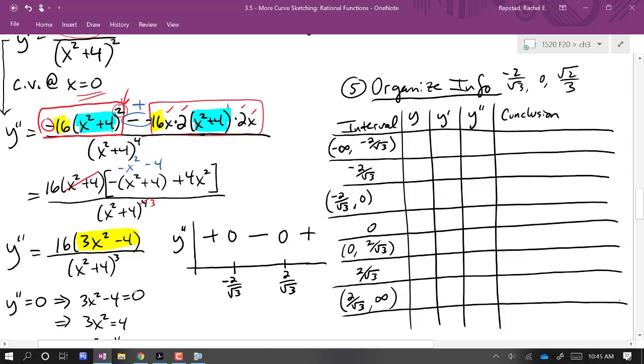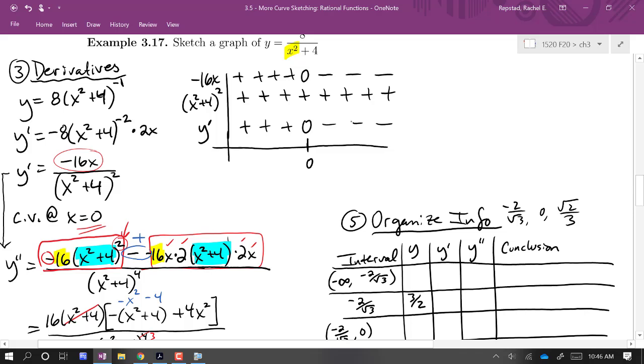Okay, now at this first column for y, we only fill that out for the individual values of x, not for the intervals. So that'll be at negative 2 over root 3 and positive 2 over root 3, where we've already determined that the y coordinate is 3/2. And also at 0, where we've already found that coordinate right at the beginning when we were finding our intercepts. It has a y-intercept of 2.